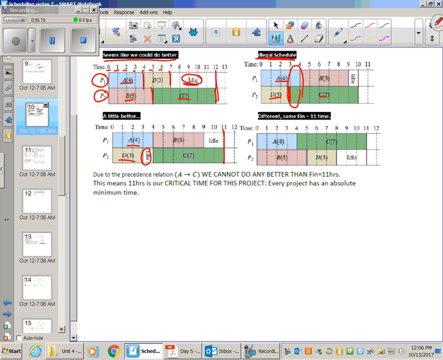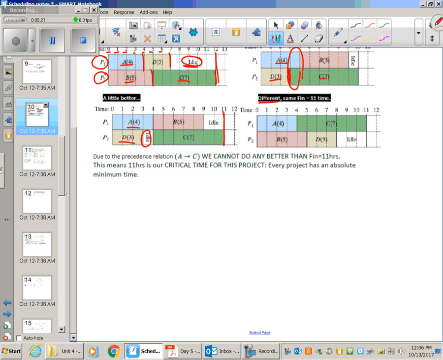All right, and there's 11 hours is the finishing time here, whereas before the finishing time was 12, so it's a little bit better. This is another example where it gives you the same finishing time of 11. Okay, it divided up the task this way, but it's still the same finishing time. Okay, so due to the precedence relation that A has to be done before C, we cannot do any better than the finish time of 11 hours, because 4 hours for A plus 7 hours for C is going to equal a total of 11 hours. There's no way to finish before that because of the precedence.